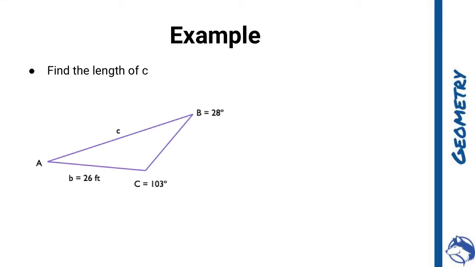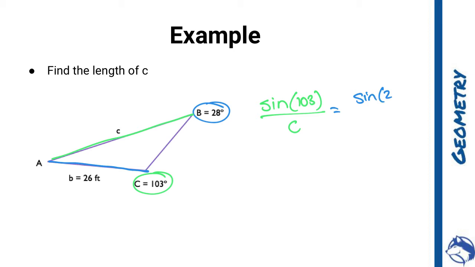Okay, so we're given this problem here and we want to find the length of C. So as you can see right now, I've got the angle B and the side B, and I've got angle C, but I don't know side C. So what I can do is I can set up a proportion where I've got the sine of 103 over C has to be equal to my sine of 28 over 26.